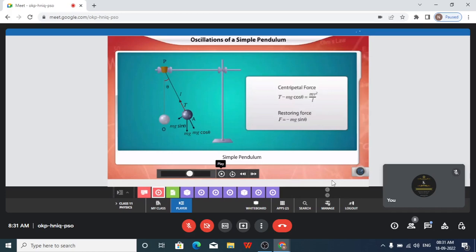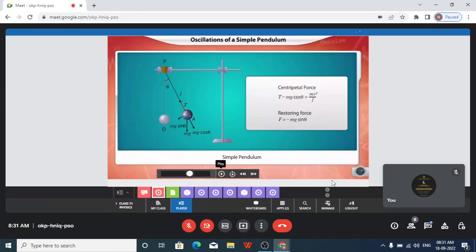So here they put mv square by l, because l is nothing but the fixed length along which the bob is going to rotate. Therefore that is going to act as the radius in this case, thereby transforming the formula as mv square upon l. So this is going to be balanced by the centripetal force, so T minus mg cos theta is equal to mv square by l. So this is the relationship that we get.